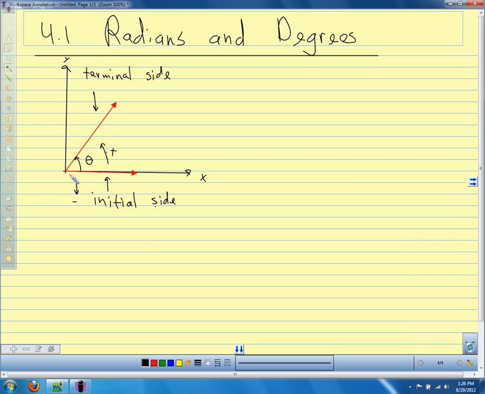The point here where the two rays meet is the vertex. And we call an angle in standard position if our vertex is at the origin and our initial side is on the x-axis. So this angle would be in standard position.